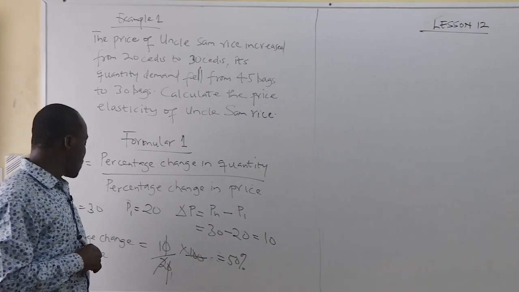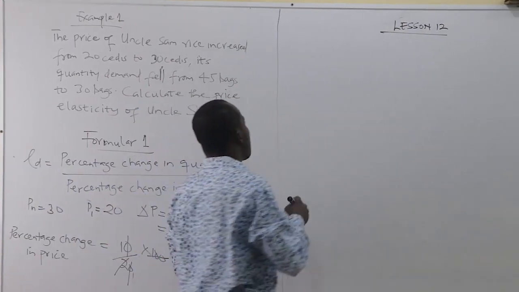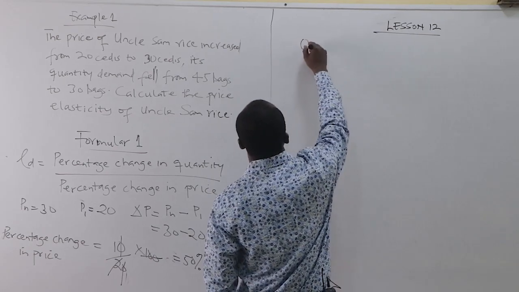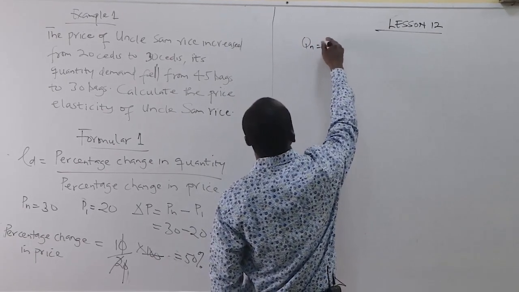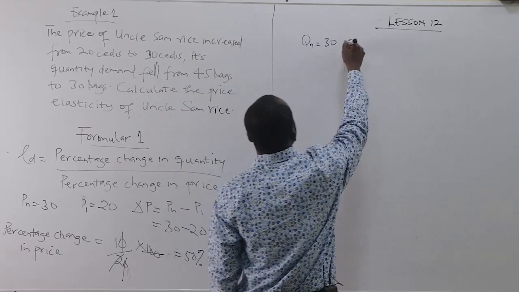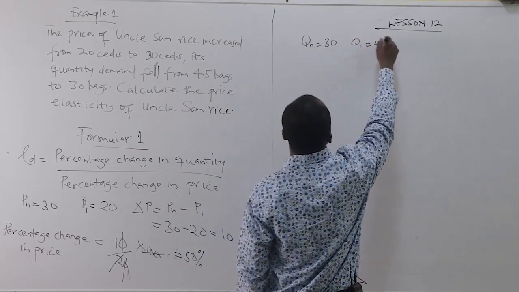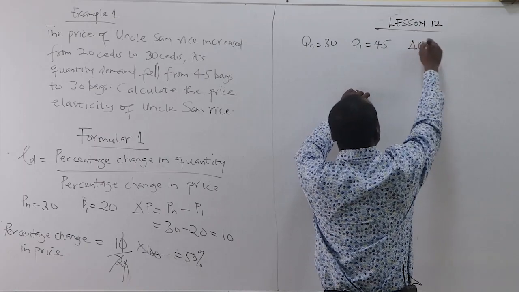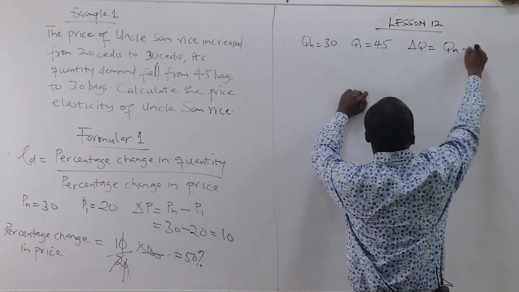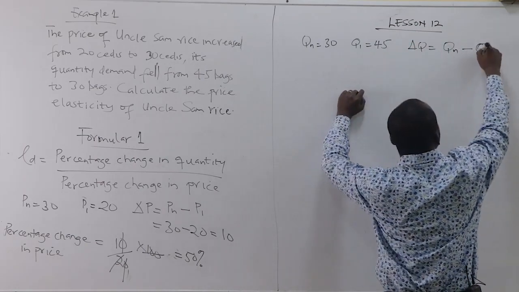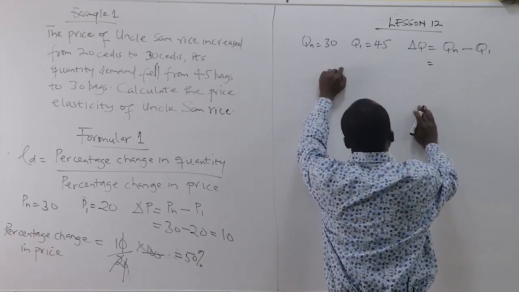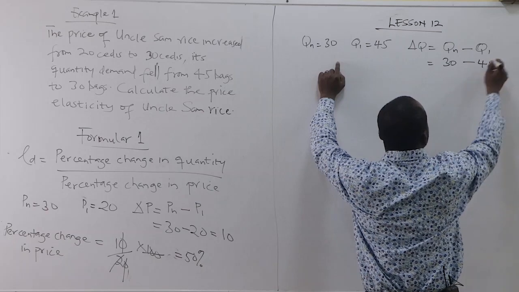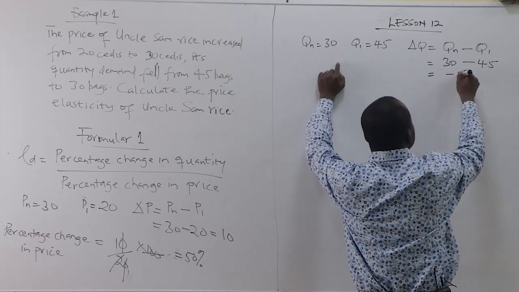Let's find out the percentage change in quantity demanded. So the percentage change in quantity demanded, what's the new demand? The new demand is 30. The initial demand is 45. What's the change in quantity? The change is the new minus initial. What's the new one? 30. What's the initial one? 45. What do you get? Negative 15.